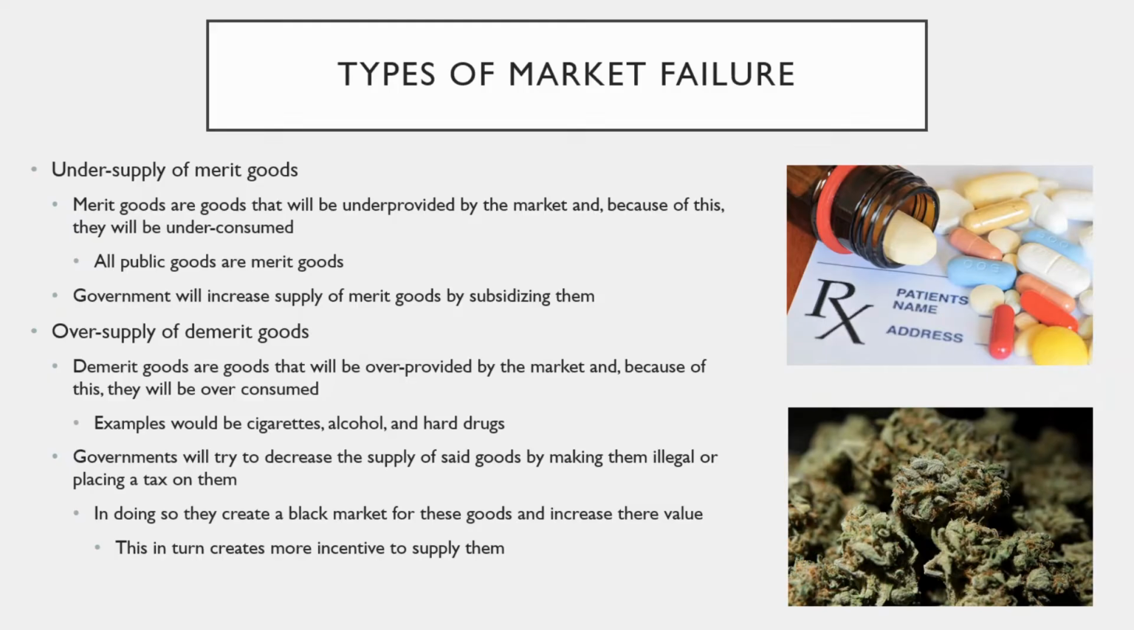We can also have an oversupply of demerit goods. In a free market system, we don't necessarily regulate demerit goods. Demerit goods are goods that will be overprovided by the market because they will be overconsumed. Cigarettes, alcohol, hard drugs. Governments should try to decrease the supply of said goods by making them illegal or placing a tax on them. In doing so, however, they do create a black market for these goods, which increases their value, which will in turn create more incentive to supply them.